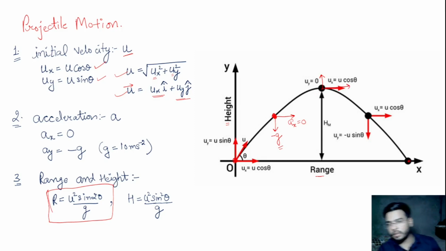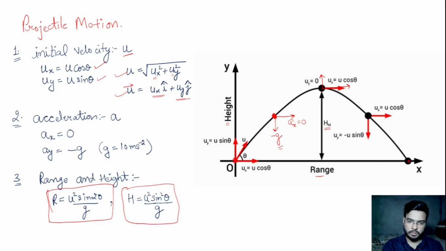So if we are taking this one, this is the highest point and this is the ground point. It is the distance between the ground point and the highest point. This is known as the height attained by the object during projectile motion. So this height is equal to u square sine theta divided by g. Okay, so we got two formulas. We will also derive them, but first you should just understand what the range and the height are.